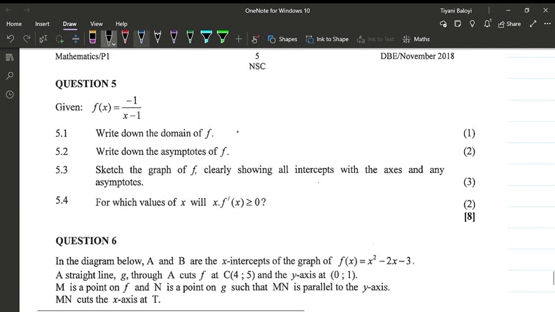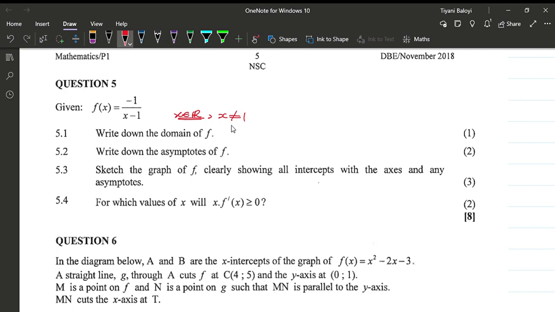Or we can do something different. For example, let's say x is an element of the real numbers. What happens if we substitute 1 here? We'll have a 0. Minus 1 divided by 0 is not defined. What does this mean? You cannot substitute 1 here, right? That's your domain. It's all values except 1.